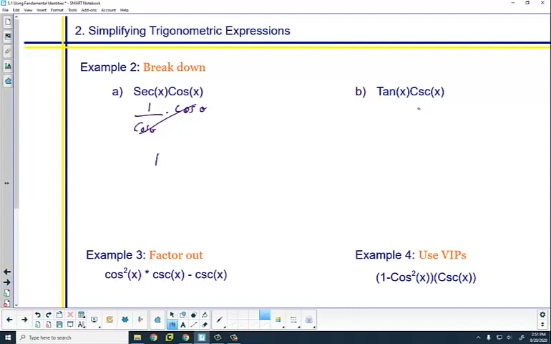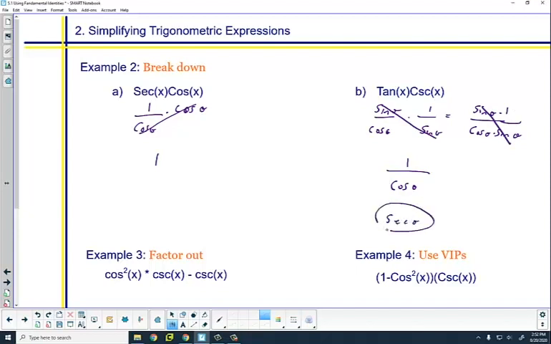Let's try tangent and cosecant. I'm going to break things down into sines and cosines. So tangent is sine over cosine. And cosecant is 1 over sine. Since I'm multiplying, these sines cancel and I'm left with 1 over cosine. If you don't like the way I did that, sine times 1 over cosine times sine. Maybe you might see it better that way. You're left with 1 over cosine. 1 over cosine is secant if you take a look at our identity sheet. So tangent cosecant really is just secant.